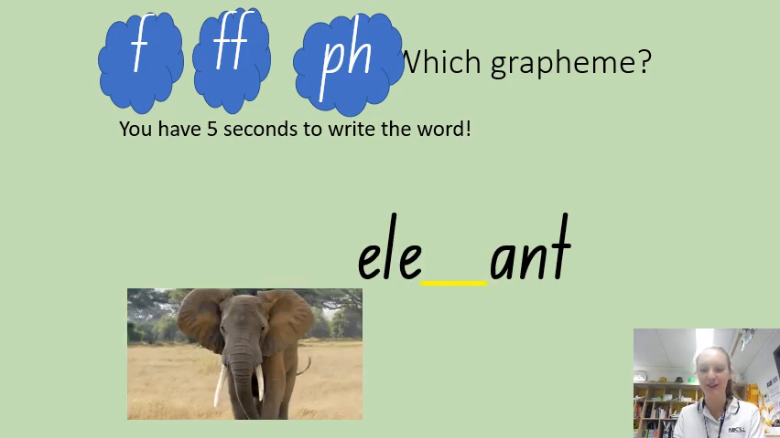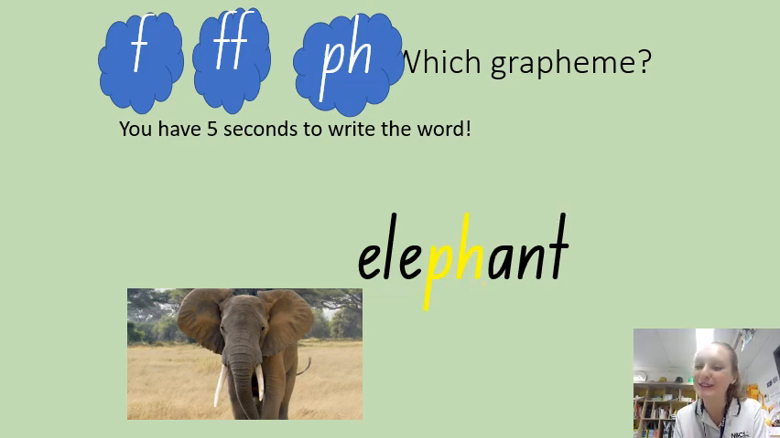All right, elephant. So this is a short vowel here. However, have a think, it's a special word, elephant. Okay, 3, 2, 1. It is the PH grapheme.